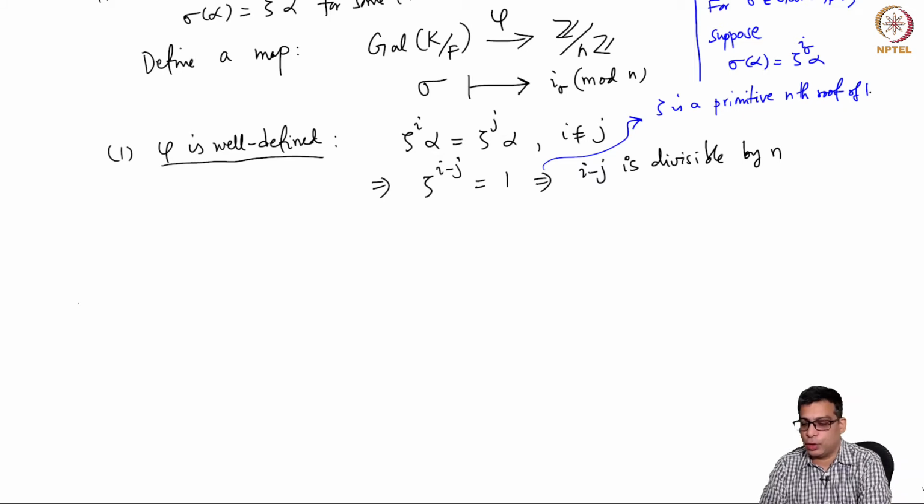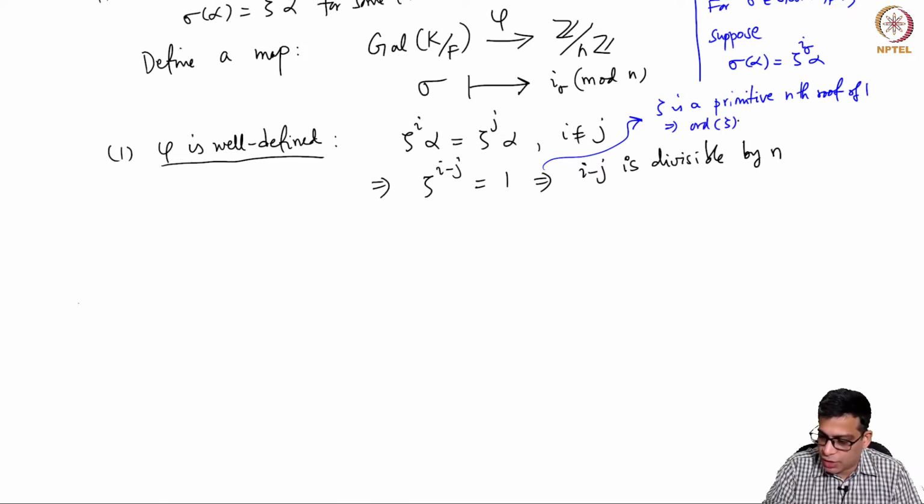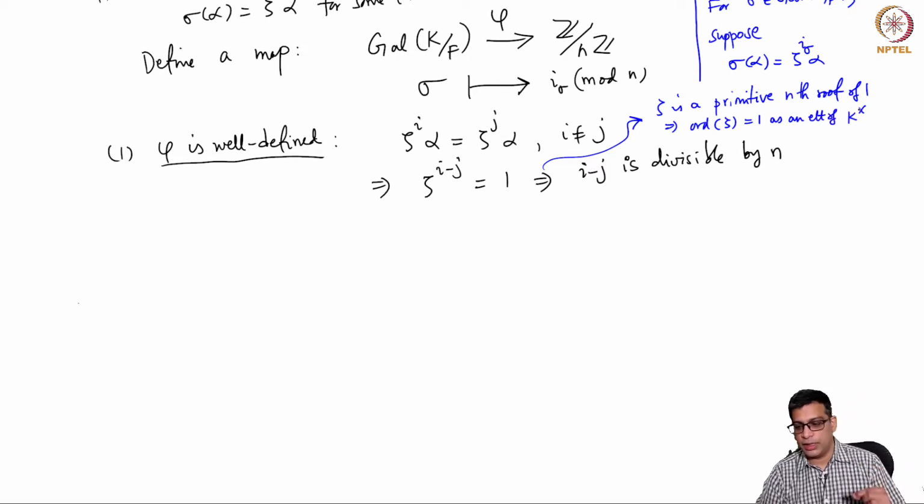It is a primitive nth root of 1. Because of that, if sigma I minus j is 1, I minus j must be divisible by n, because the order of zeta is n. So, this implies the order of zeta is n as an element of k cross. So, its order is n, right, because it is a finite order element.